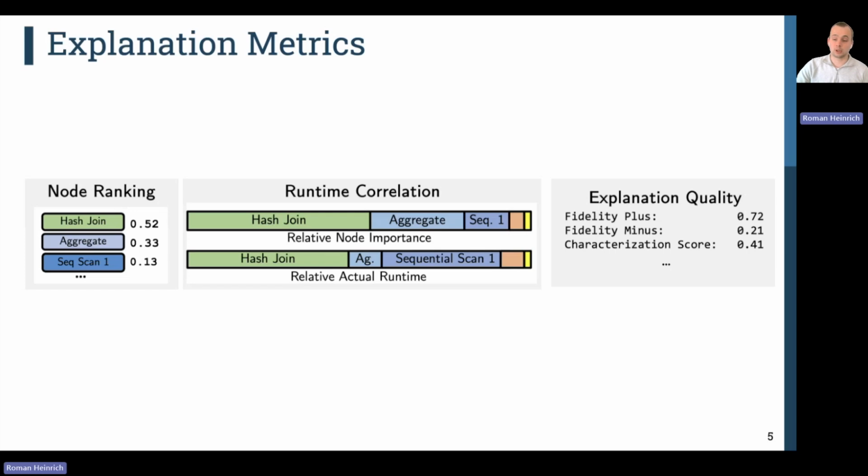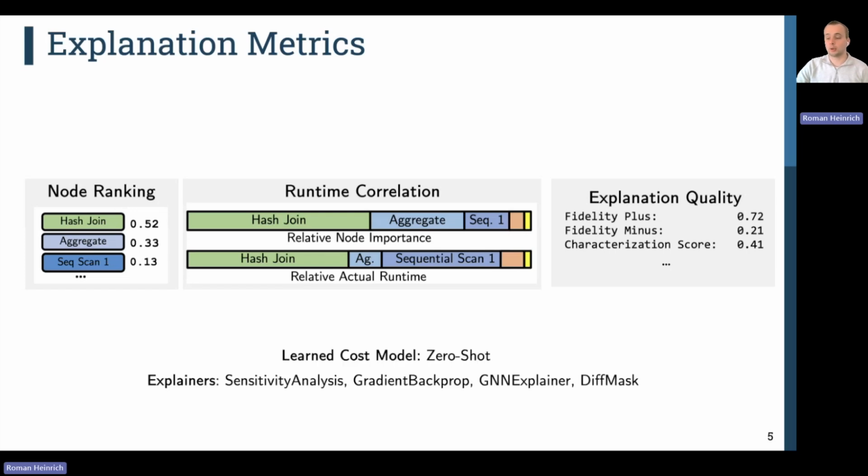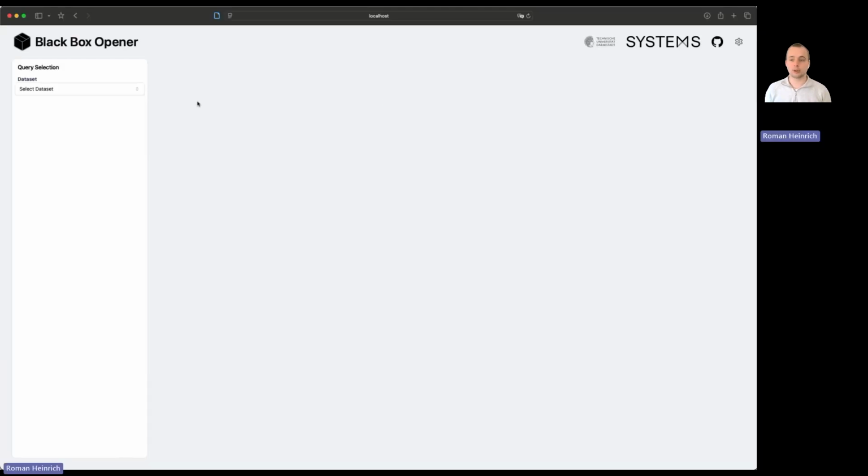In our demonstration, we use the zero-shot cost model and modify and apply three different explainers from the literature, and additionally propose a new explainer, which is called diff mask. Let me now walk you through our demo. Our demo comes as an interactive web page. Here you can first select the dataset for further evaluation, like DBCH, baseball, or MDB. Once this is selected, you can also select a workload, which is basically a selection of queries.